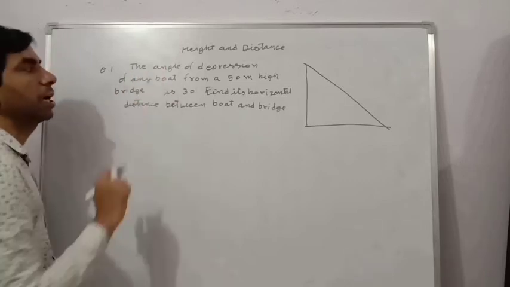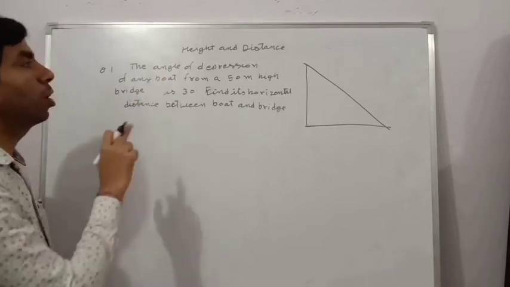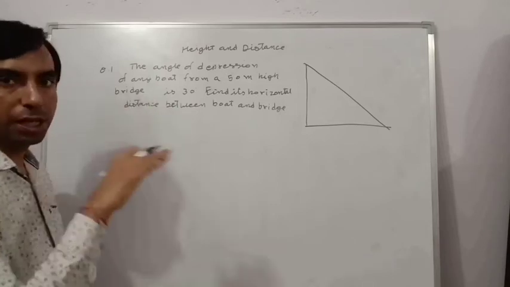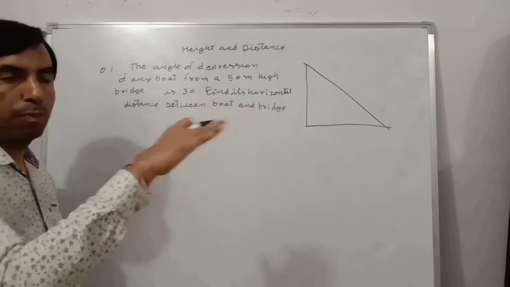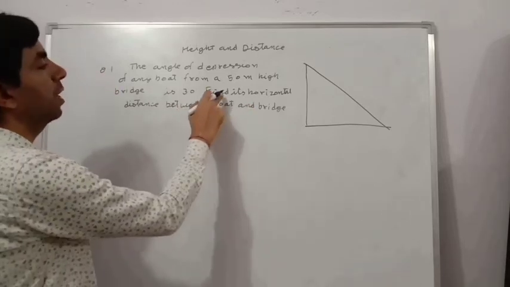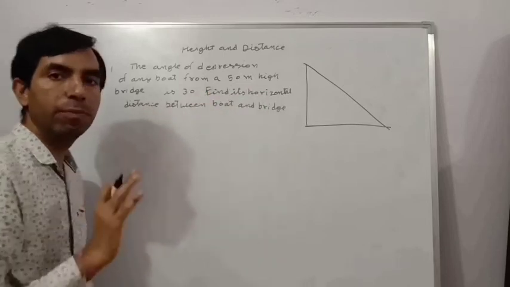Here we are given that the angle of depression of a boat from a 50-meter high bridge is 30 degrees. Find its horizontal distance. Horizontal means base, because horizontal represents left to right. Find the horizontal distance between the boat and the bridge.